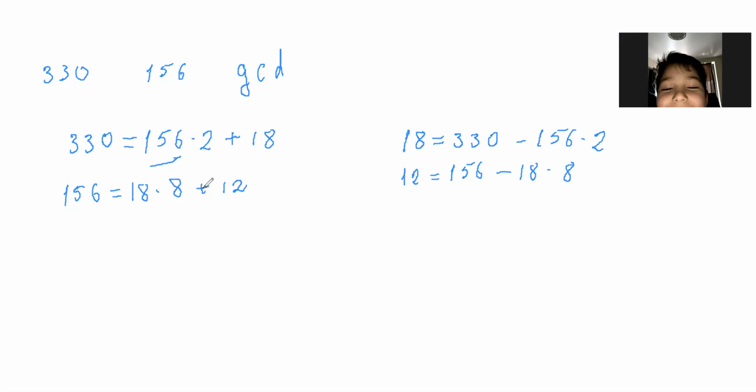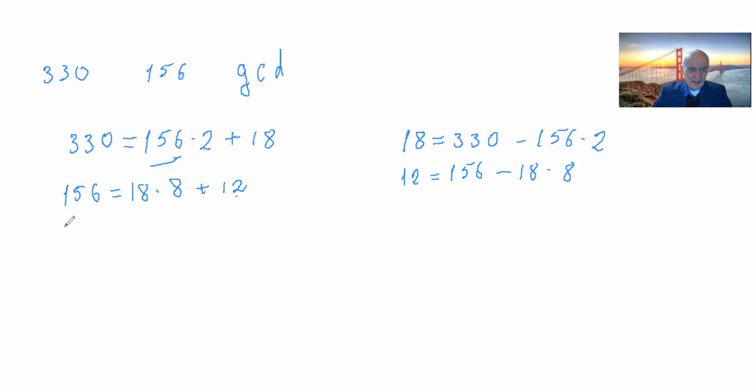Divide 18. Now, what should we divide? 18 now we will divide by 12. And 18 equals 12 times 1 plus 6. From here, in the same way, 6 equals 18 minus 12 times 1.